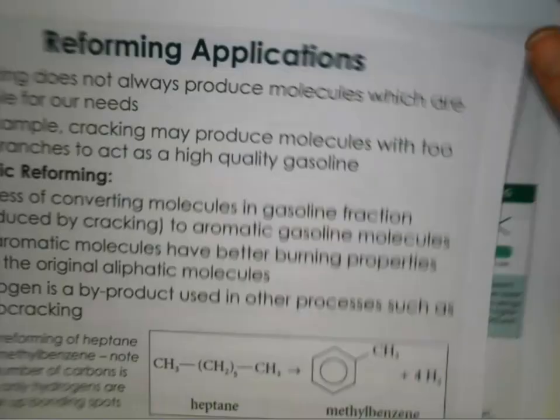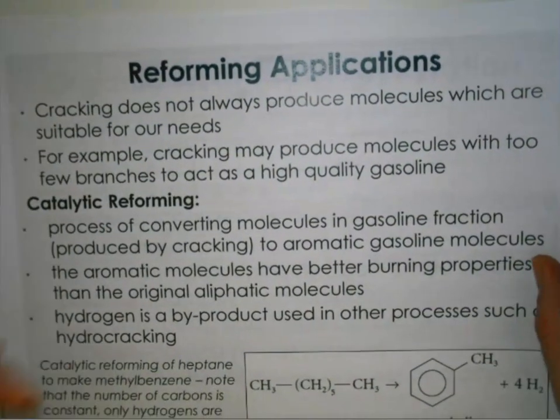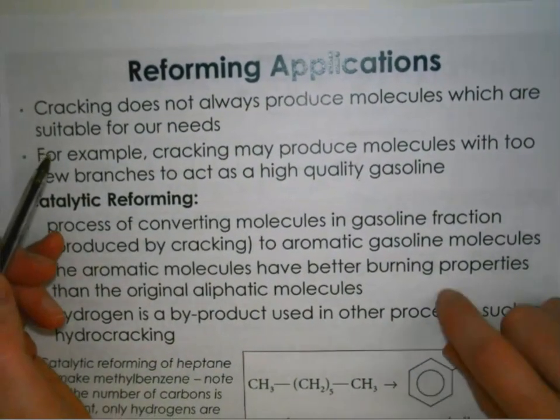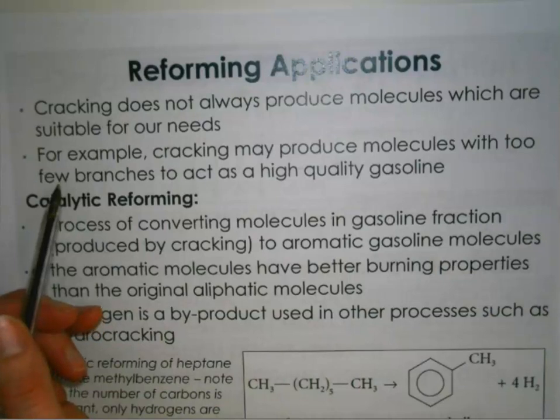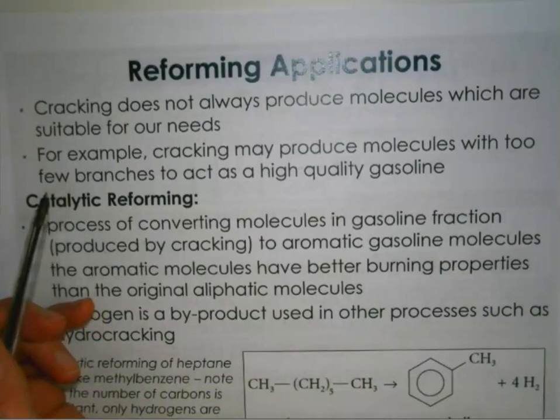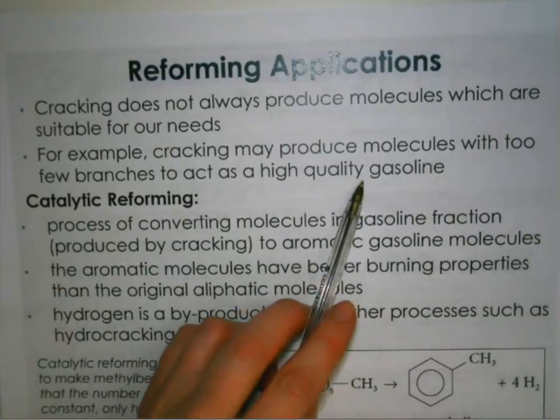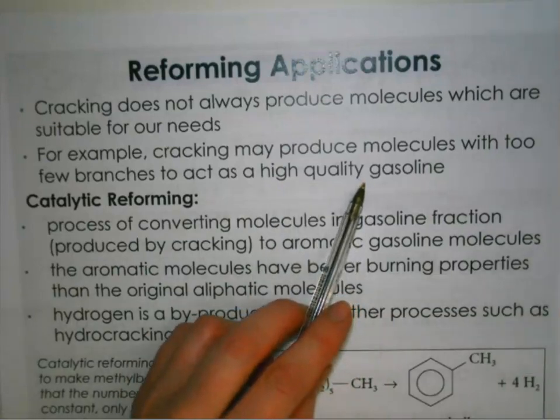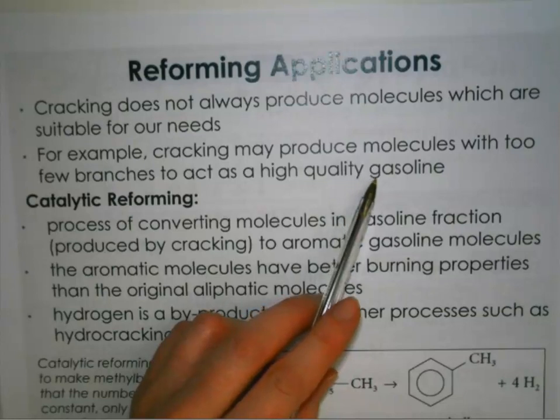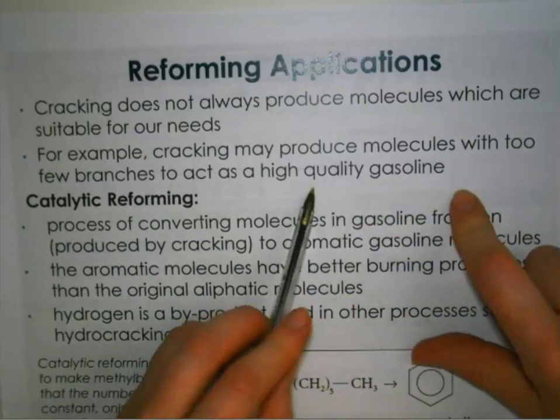So why would we want to do this? Cracking doesn't always produce molecules that are suitable for our needs. So, for example, cracking could produce molecules with too few branches to act as a high-quality gasoline, because basically with gasoline, what you want to be able to have happen is have a molecule that can break down really rapidly so that the energy can be produced in a straight chain.